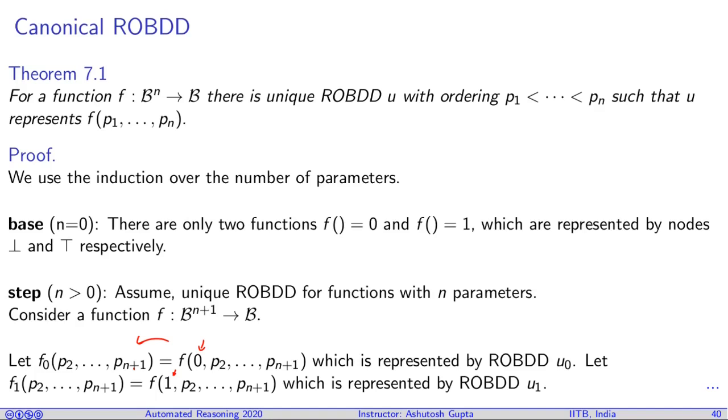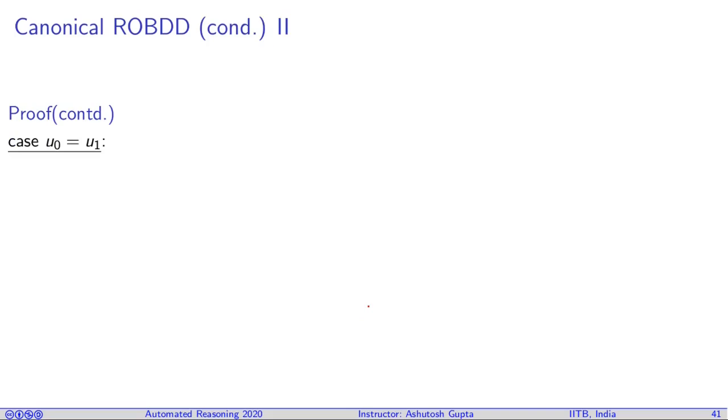Since f0 and f1 both are n variable functions, they must be representable by unique ROBDDs. That was our induction hypothesis, and let's call them u0 and u1. So what if u0 equals u1? If that is the case, then the function f equals f0 equals f1. Therefore u0 represents f itself. Okay, so that's pretty obvious.